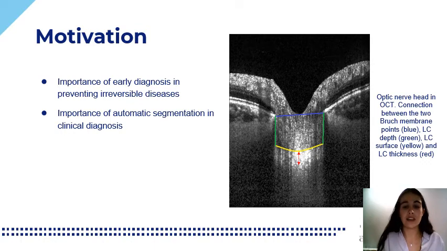That's why there is already more work done in segmenting, for example, the retinal layers at the macula than in the optic disc. But the importance of the lamina cribrosa and the fact that manual segmentation is time-consuming and prone to errors makes automatic segmentation of the optic disc in OCT scans very important and able to deeply improve clinical diagnosis and follow-up.